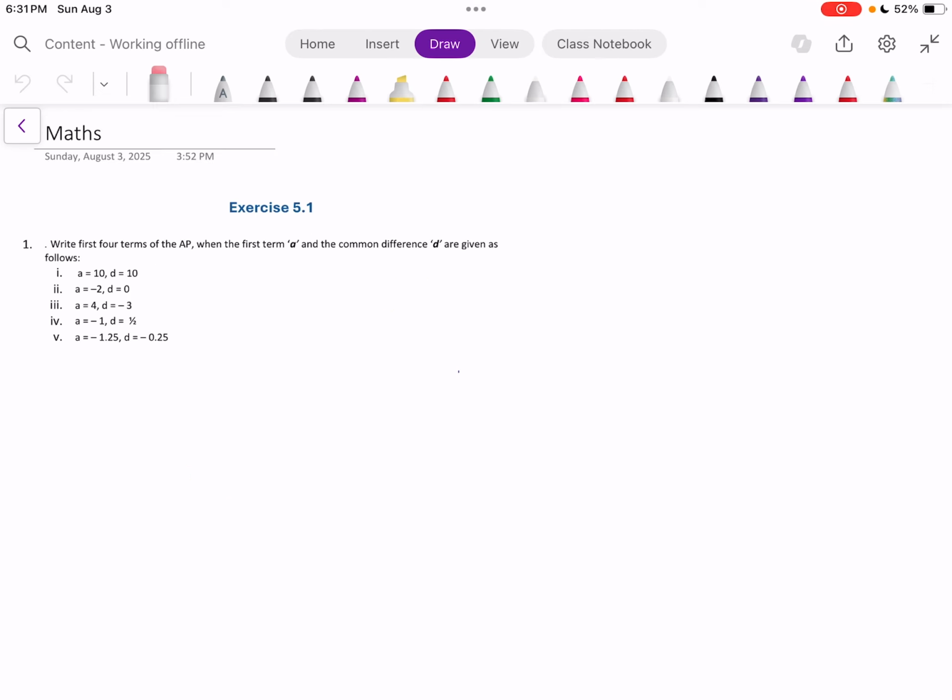Question number 2. Write first four terms of the AP when the first term A and the common difference D are given as follows. Well, I have it here. Question number 1, it's an error, so you should consider it question number 2. So we know how to do it.